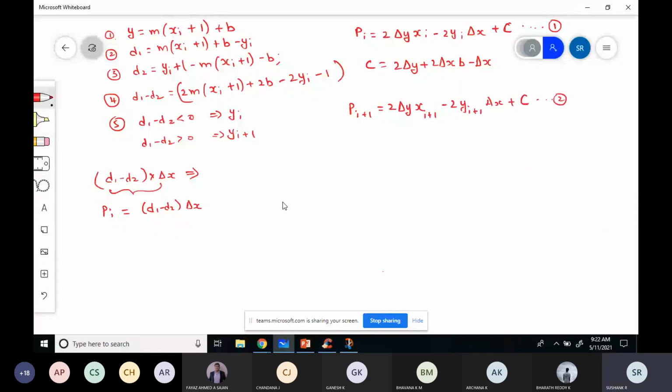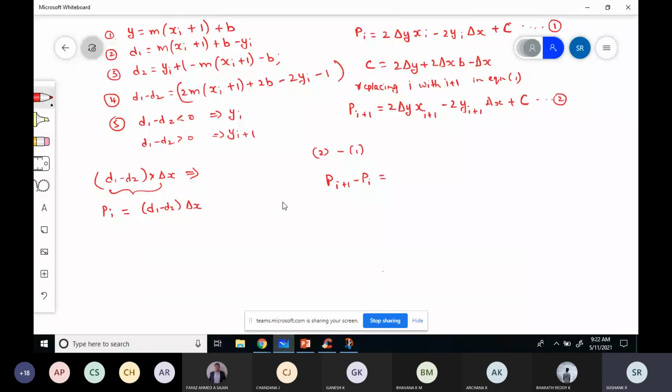So what I am doing is replacing I with I plus 1 in equation 1. Wherever I is there, I plus 1, I plus 1, I plus 1. I'm just replacing with I plus 1. So now I'll get P of I plus 1. Now I will find the difference between equation 2 minus 1, that is P of I plus 1 minus Pi.